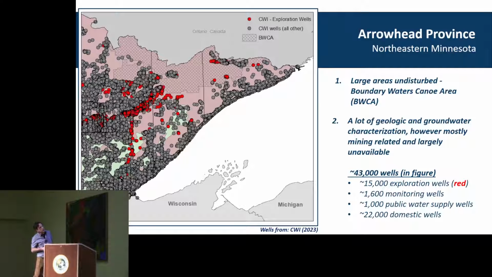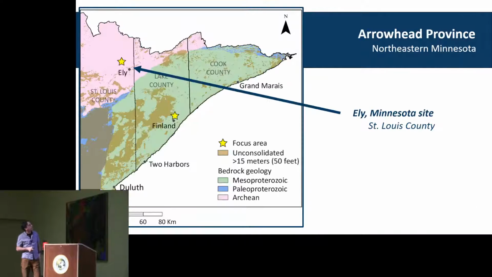And you can see there's about 45,000 wells or so in the Arrowhead province. And if you look at the red ones, there's about 15,000 of those, and those are all wells that are related to mining exploration. The take home there is that roughly a third of the wells in that neighborhood are mining wells. But that also means that most of that data is not really available in terms of what they determined with that. So there's a lot of geologic and groundwater characterization in that neighborhood, but a lot of it's kind of provincial and not released to the public.